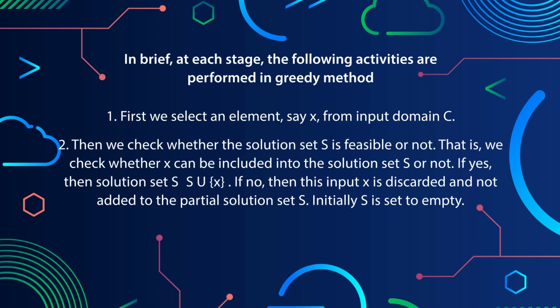Now the second step is that you have to check whether it's a feasible solution or not. If the solution is feasible, it means it can be added to the solution set. So you can simply take the solution set and do the union with x. Initially the solution set will be empty, and when you do the union of x with it, the solution set contains only x. But if that x leads towards an infeasible solution, then you can directly discard it and your solution set will remain empty.